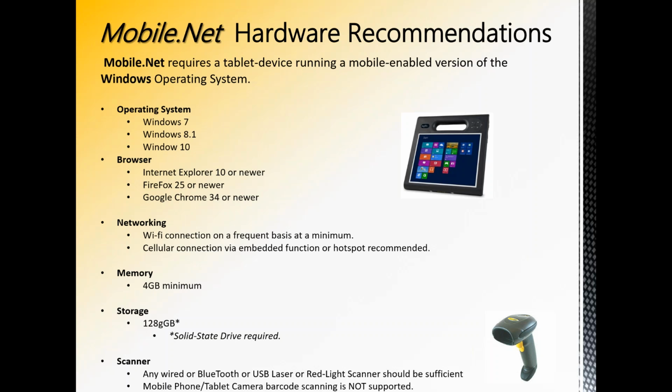So, as far as the scanners go, any USB wired or Bluetooth laser scanner or the new red light scanner should be sufficient. If you haven't seen the red light scanners, they're the ones that are smaller, about the size of a pack of gum or so, and they work very similarly to the way that the traditional pistol grip laser scanner like you see there works. They just use a wider band of red light, so they take a second or so longer to actually make the scan, so they're a little slower, but they are smaller and therefore easy to carry and work with in the field.